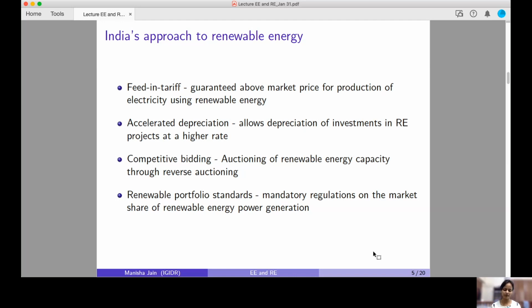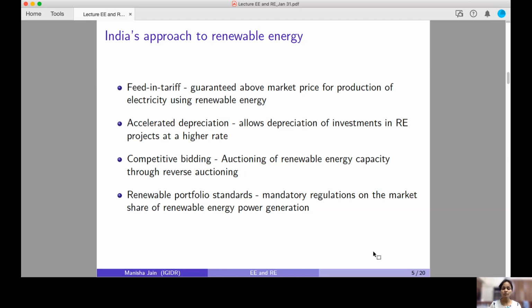If there is a renewable energy source which is generating electricity at a cost above that of mainly coal-based electricity generation, then the producer is guaranteed an above market price for production of that electricity. The government fixes how much the feed-in tariff would be for electricity generated from wind or solar and so on. Another mechanism used earlier, in the 1990s, which led to development of wind generation and installed capacity from wind, is accelerated depreciation.